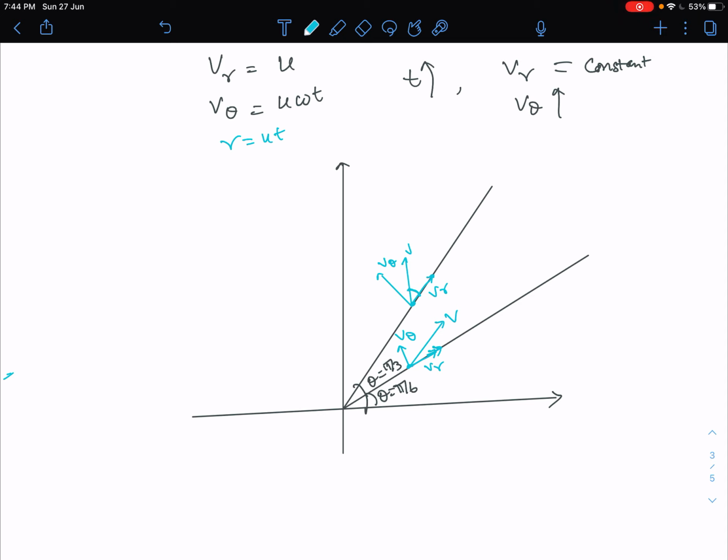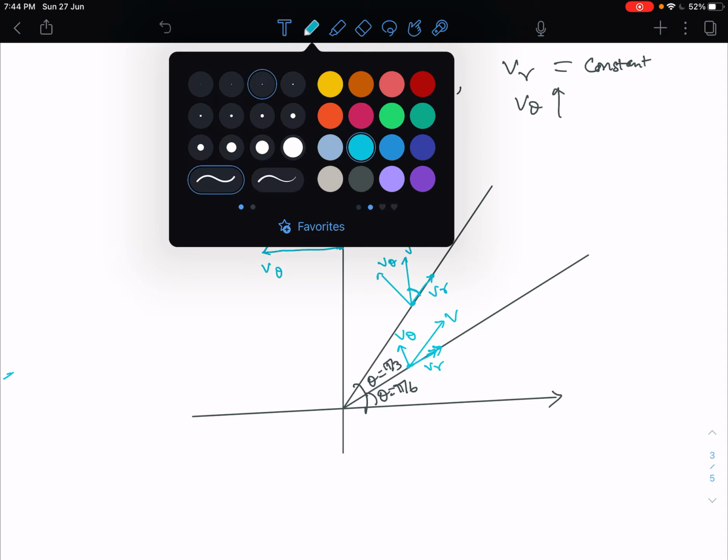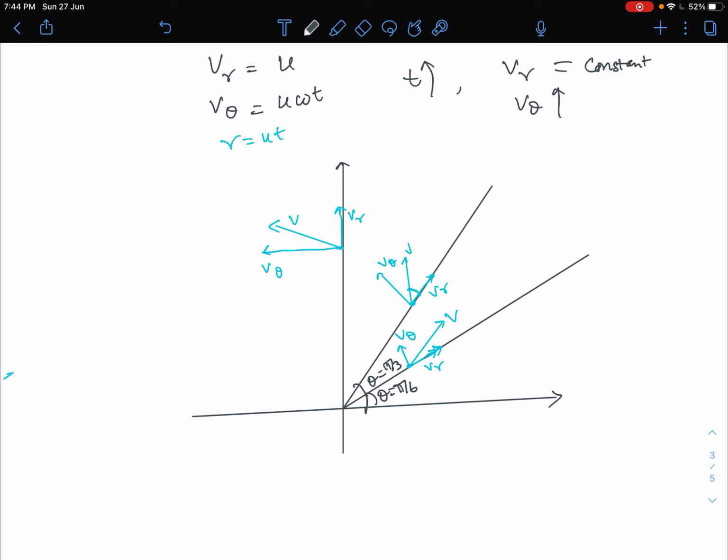Let's say at 90 degrees the particle will be here. Again the radius will increase. Then the Vθ will be along this direction and will be larger, and this is the direction of Vr, which remains constant, such that the velocity is inclined towards Vθ. So this is the case. Now this is at theta pi by 2. Let's take any angle, let's say 3 pi by 4.